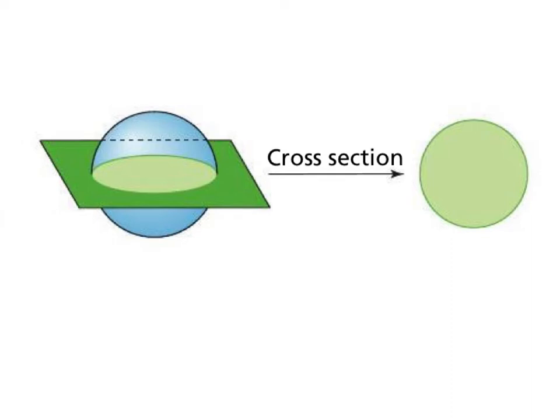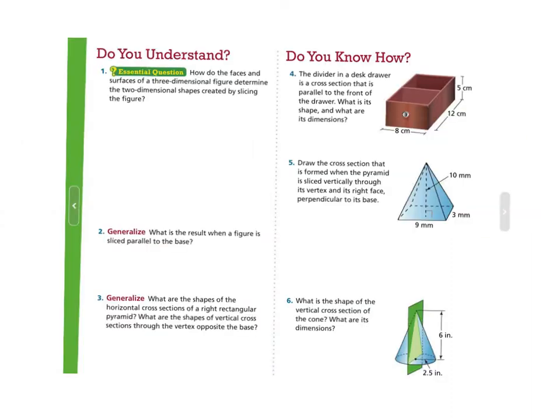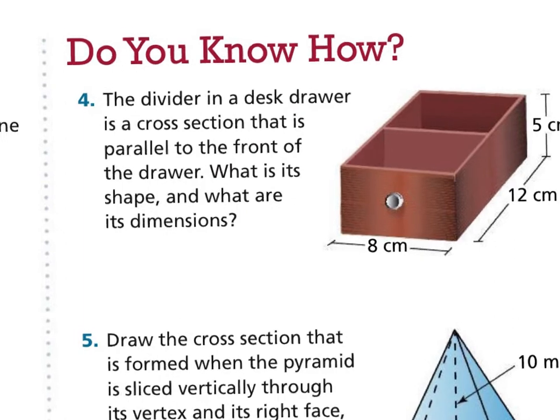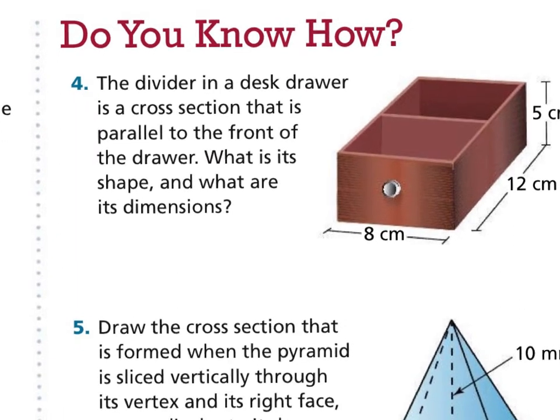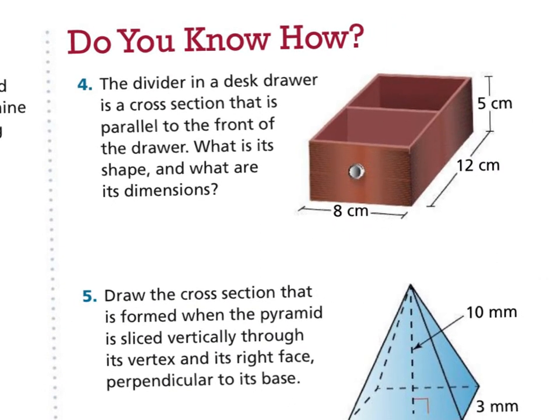If we look at the do you know how number 4, the divider in a desk drawer is a cross section that is parallel to the front of the drawer. What is its shape and what are its dimensions? Okay, so we're talking about the divider. It's parallel to the front of the drawer. So we're talking about this thing here, basically. So we want to know the shape and the dimensions of that.